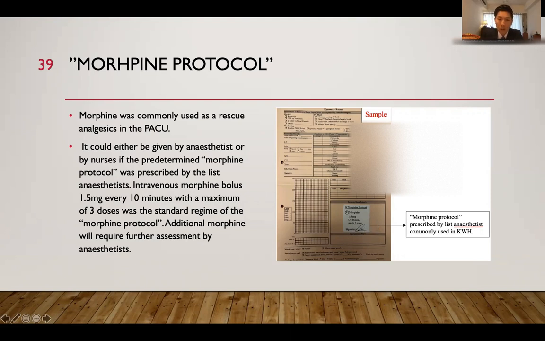So we put a sticker here and we prescribe it. The nurses are entitled to give the morphine to the patient by this prescription, okay? So this morphine protocol allows the nurse to do it without the anesthetist coming out from the theater to the recovery ward every time just to give a single dose of morphine.